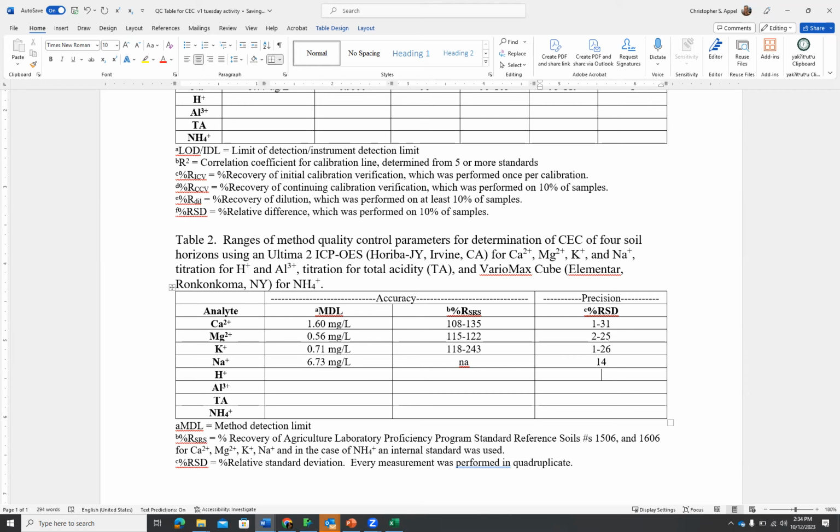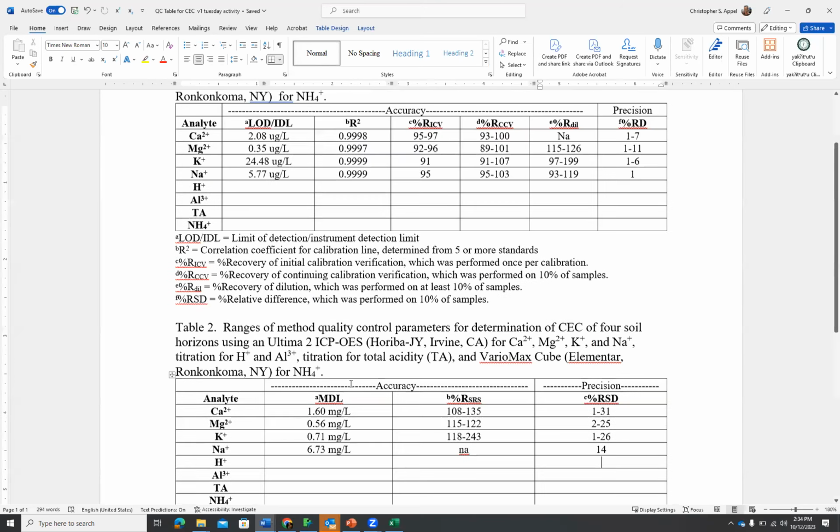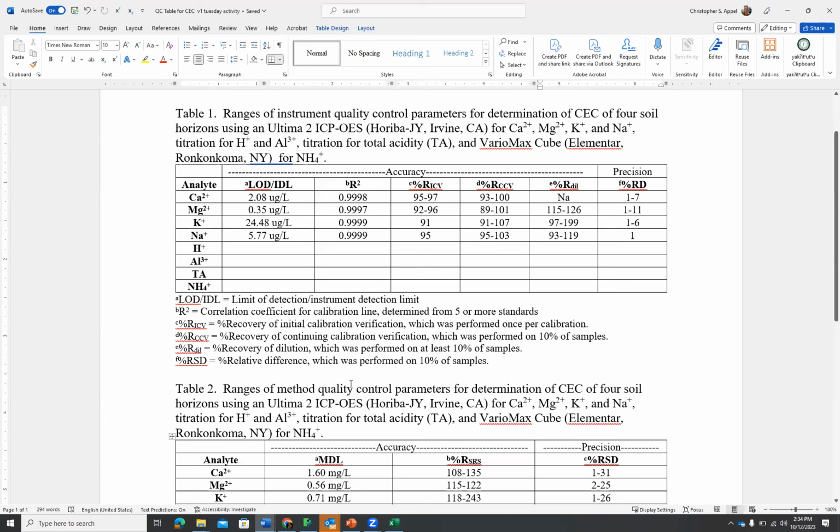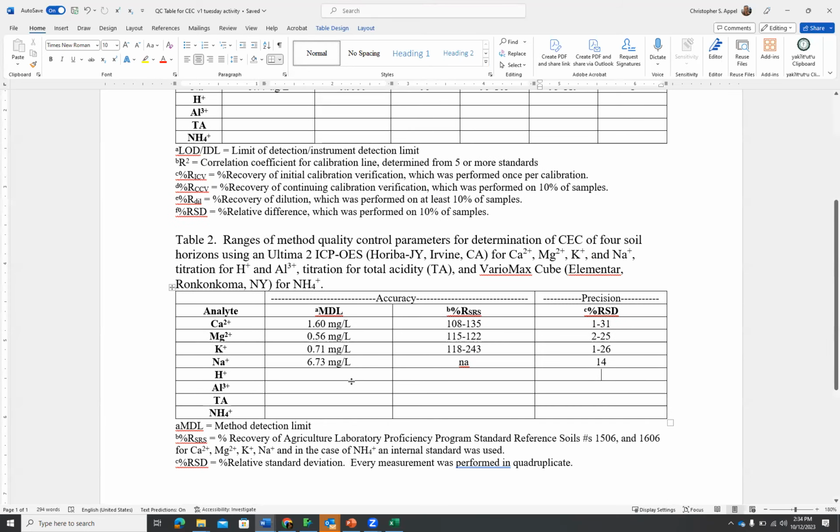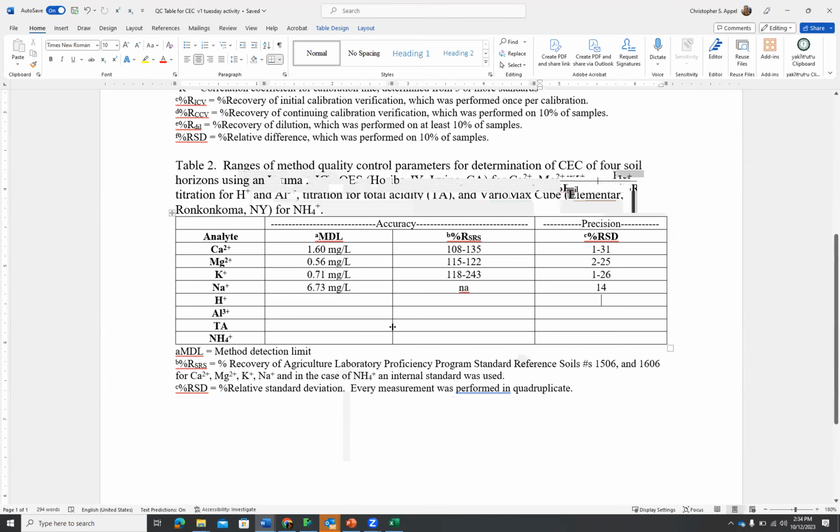How precise are our data? Should be less than or equal to 20%. Pretty good. Right? Pretty good. Okay, so that leaves us for our quality control calculations with some exchangeable acidity and some absorbed ammonium stuff, which we will come back to at a different time.